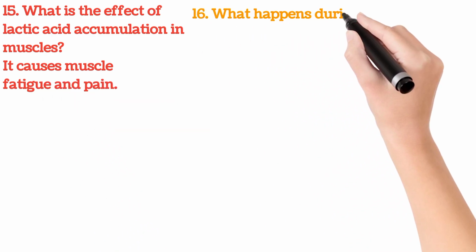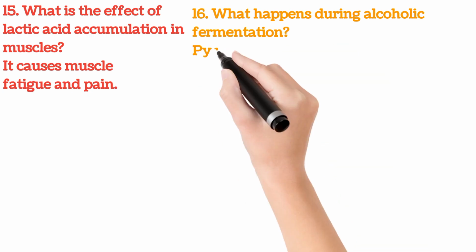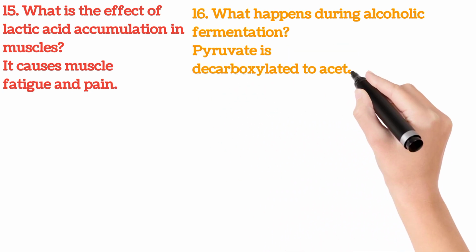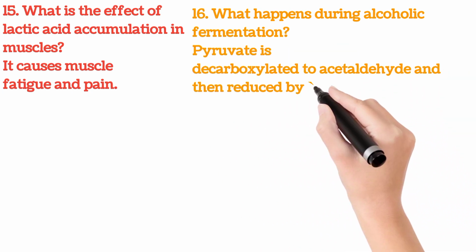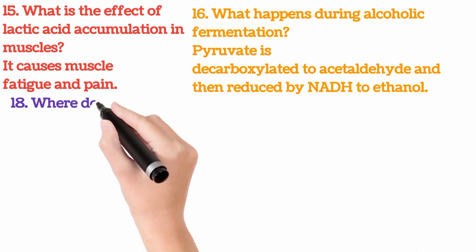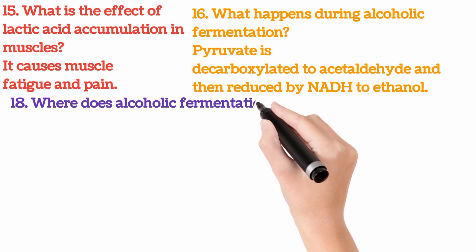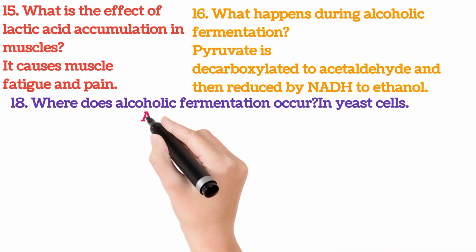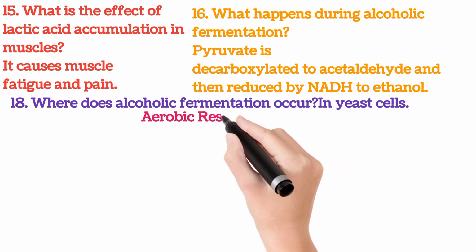16. What happens during alcoholic fermentation? Pyruvate is decarboxylated to acetaldehyde and then reduced by NADH to ethanol. 18. Where does alcoholic fermentation occur? In yeast cells. Aerobic respiration.